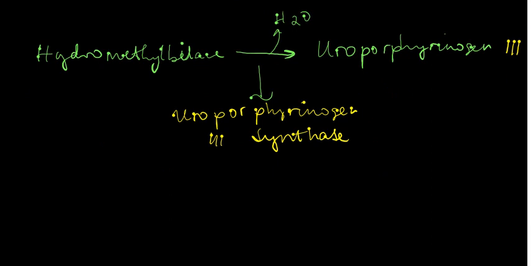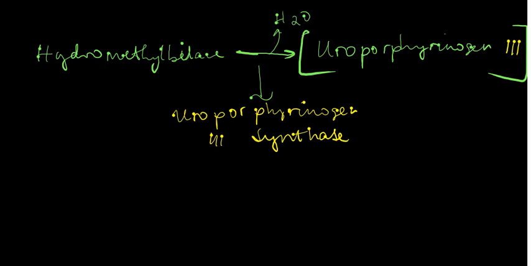As we have hydroxymethylbilane, another reaction happens. This hydroxymethylbilane cyclizes, and it's converted to uroporphyrinogen, which is uroporphyrinogen III.